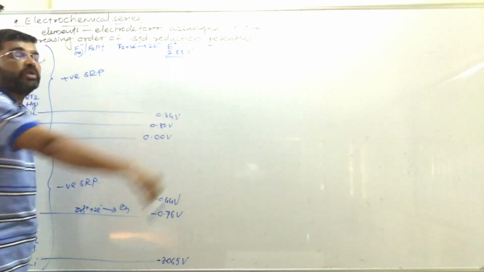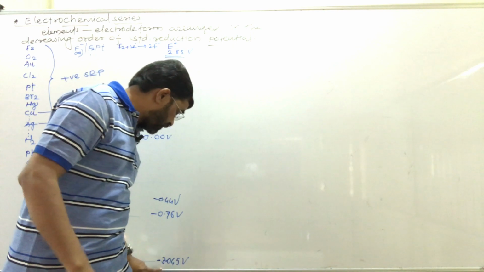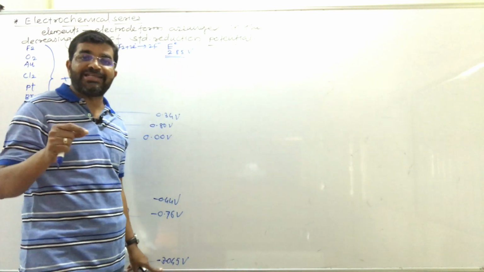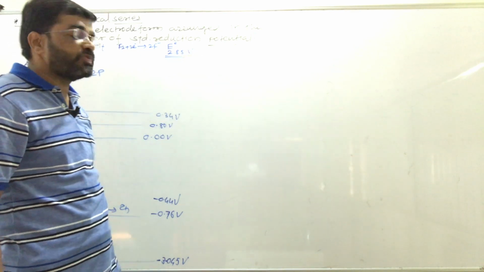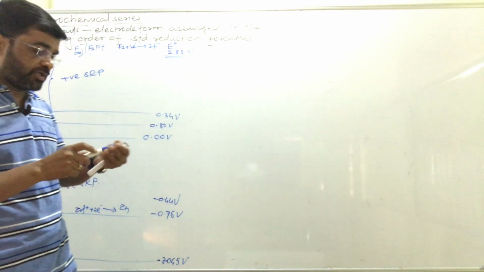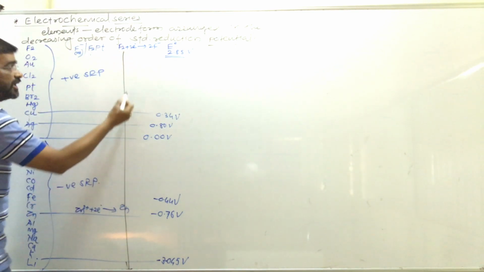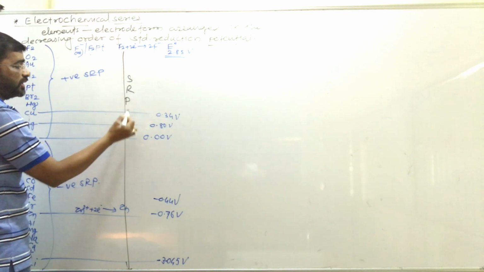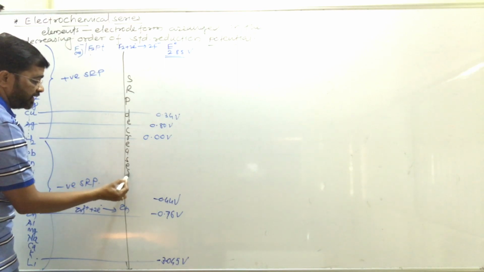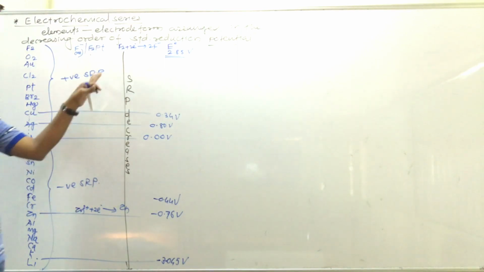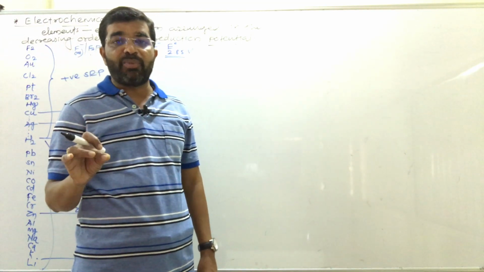Reduction potential of fluorine is highest in this series, 2.85 volt, and reduction potential of lithium is lowest in this series, which is placed at the bottom. Fluorine is placed at the top of this EMF series. So this series, in which the elements are arranged in decreasing order of standard reduction potential value, is called the electrochemical series or EMF series.